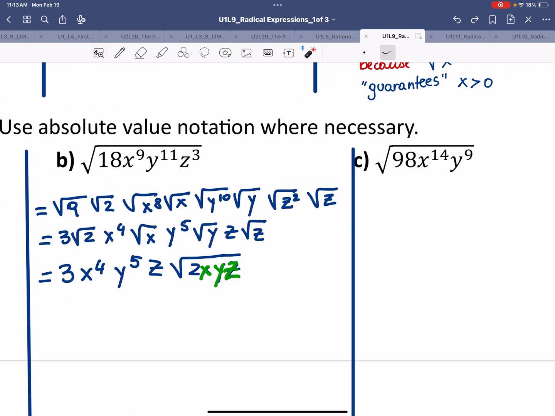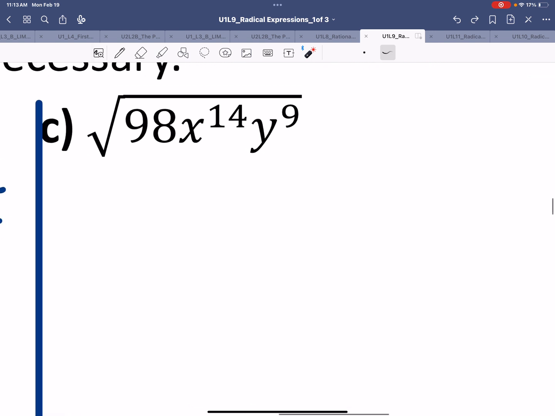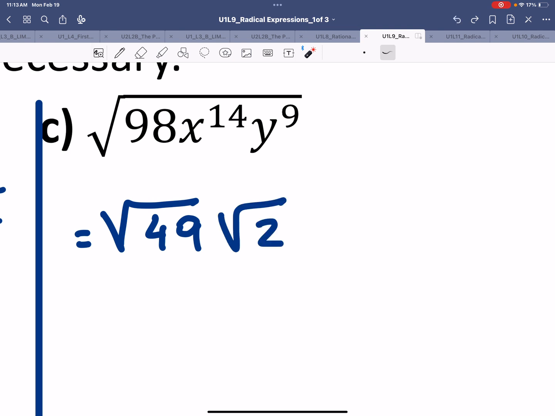In the next example, which is our second last example, we have 98 x to the 14 y to the 9th. I encourage you to try this on your own. I'll continue with the explanation. So again, we have the root of 98. Square root means that we're looking for perfect square factors. So root 49, root 2.